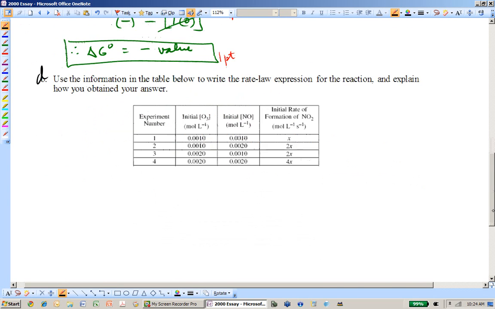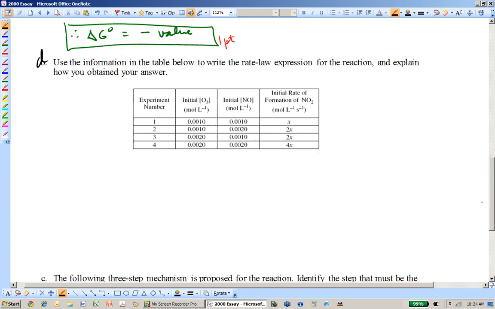That should be D. Use the information in the table below to write the rate law expression for the reaction and explain how you obtained your answer. Okay, this is typical of a more modern problem now that we've entered the 2000s. They're going to wrap a piece of electrochem, a piece of kinetics, or something else into this situation. You may not have studied kinetics yet. That's okay. You can stop right here and say, you know what, I'm going to come back to this piece of this problem after I learn how to do this.